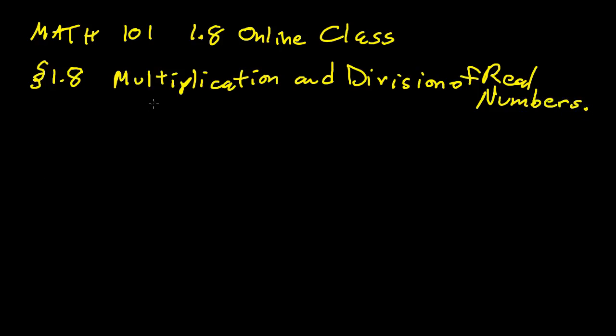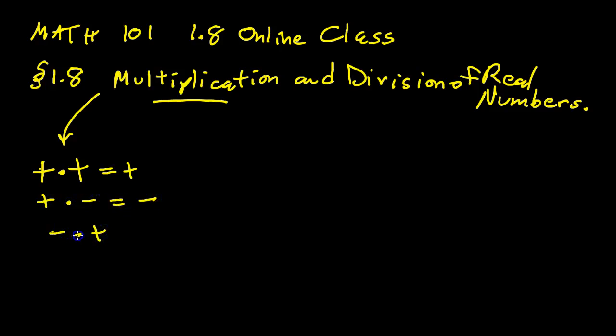All right, let's talk about multiplication first. To multiply two real numbers, let's consider the signs. We know that a positive times a positive is a positive value. Positive times negative is a negative value. A negative times a positive, because multiplication is commutative, returns a negative number, and of course negative times negative is positive. A couple of simple examples here.